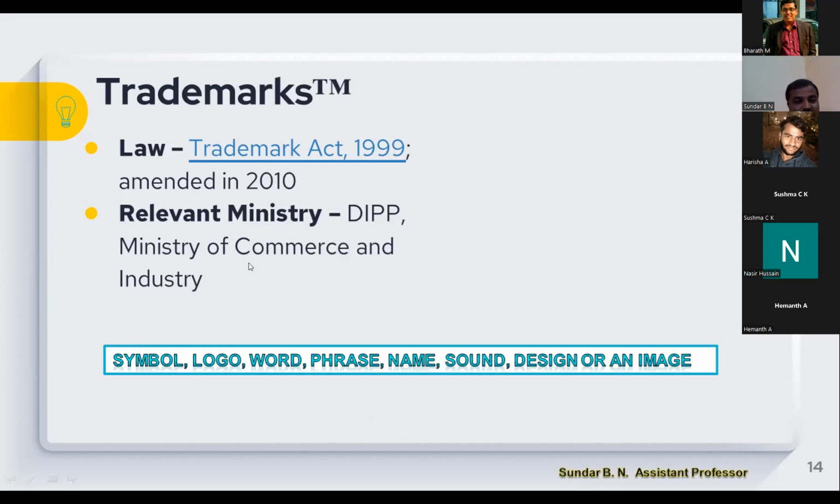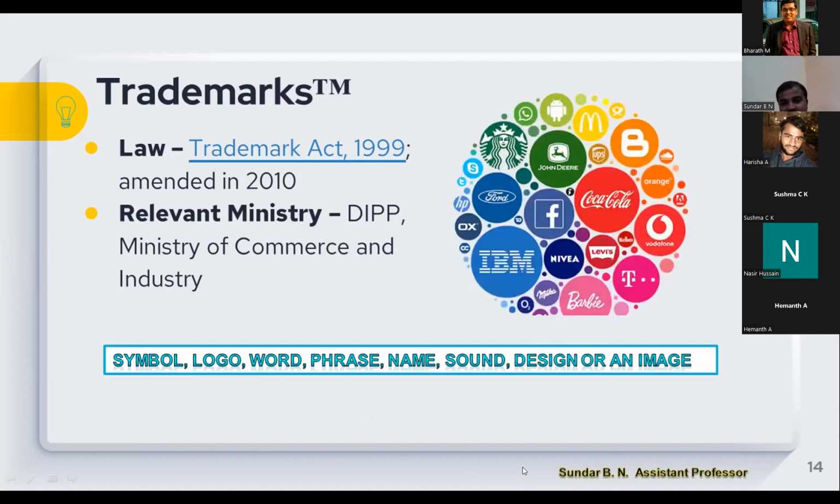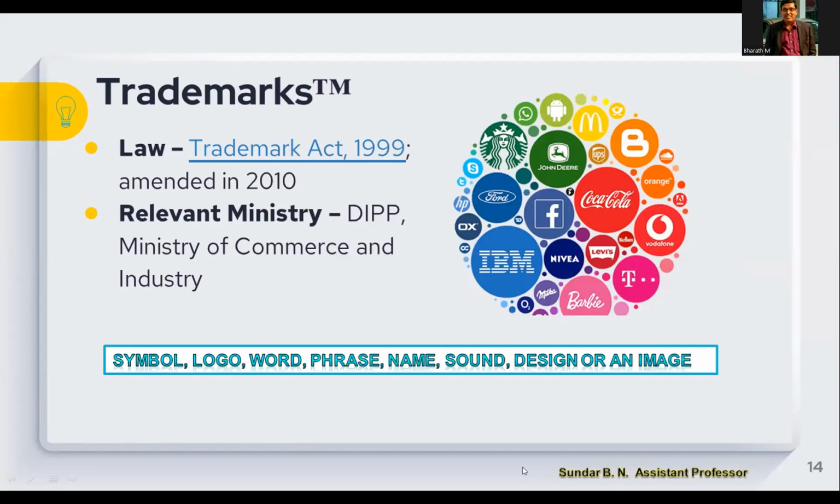The relevant ministry controlling and giving all the regulation is the Department of Industrial Policy and Promotion, under the Ministry of Commerce and Industry. You may see this picture and understand very easily what a trademark is. When you see this picture, you will identify this as Coca-Cola, here it is IBM, and it is very famous, that is Facebook, now renamed Meta, and John Deere, and WhatsApp. See, these are the trademarks.